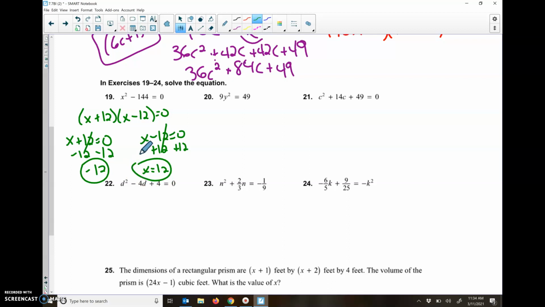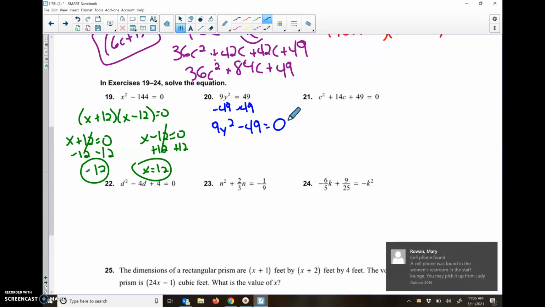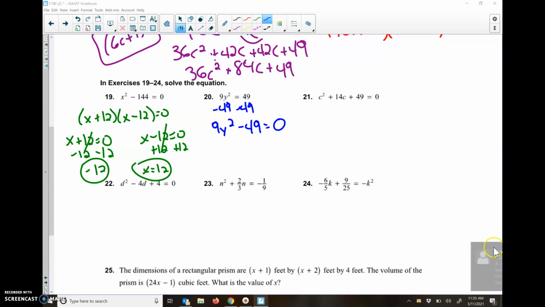Okay, 20, it's not written where it equals 0, so we have to do that first. So subtract 49 from each side. So we get 9y squared minus 49 equals 0. Same thing, both of these are perfect squares. So square root of 9 is 3. Square root of 49 is 7. So 3y minus 7 and 3y plus 7.